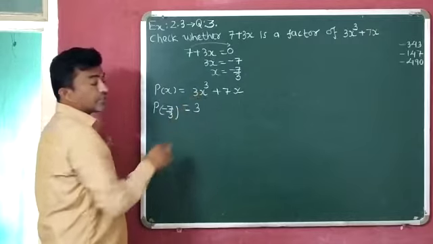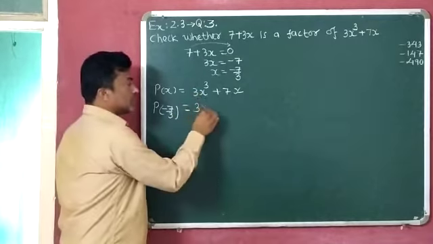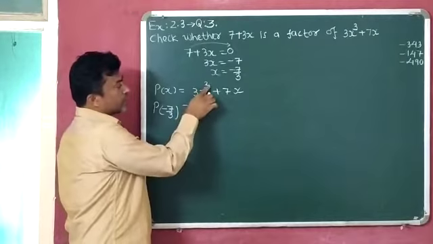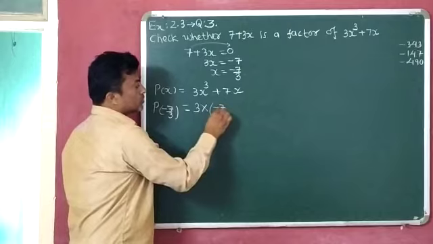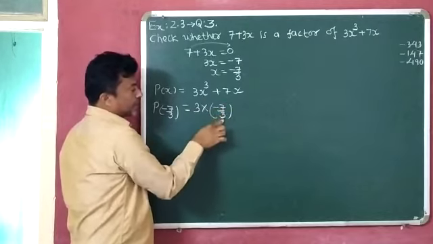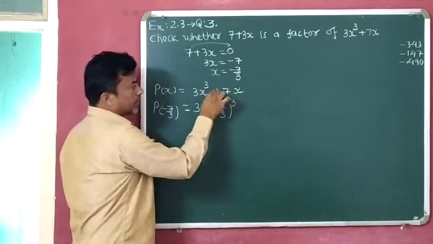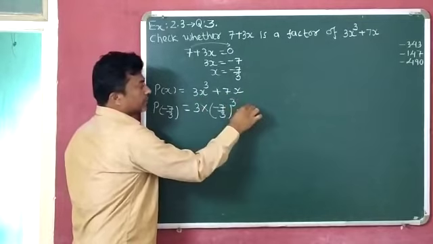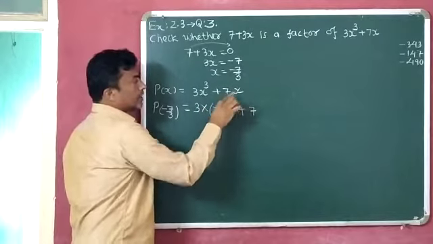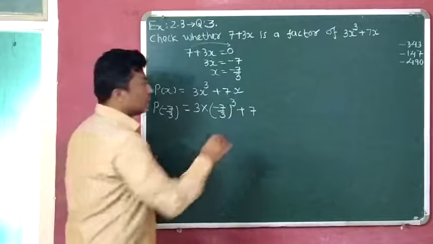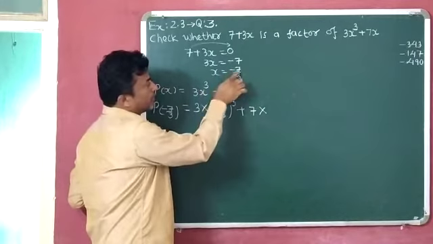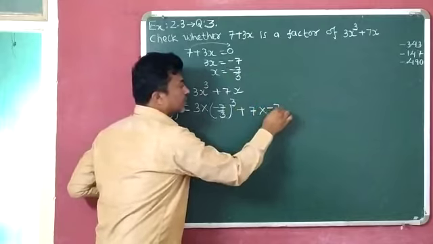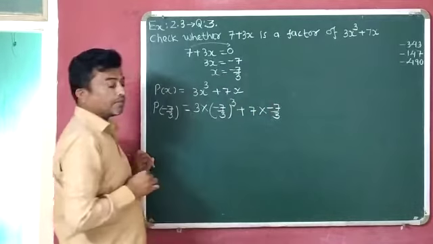Between 3 and x raised to 3 any sign is not given, so multiply sign. x raised to 3, instead of x we can write minus 7 by 3, and this power 3. Then plus 7, and between 7 and x any sign is not available, so we can write multiply sign. Now x, then what we have to write? Minus 7 by 3.